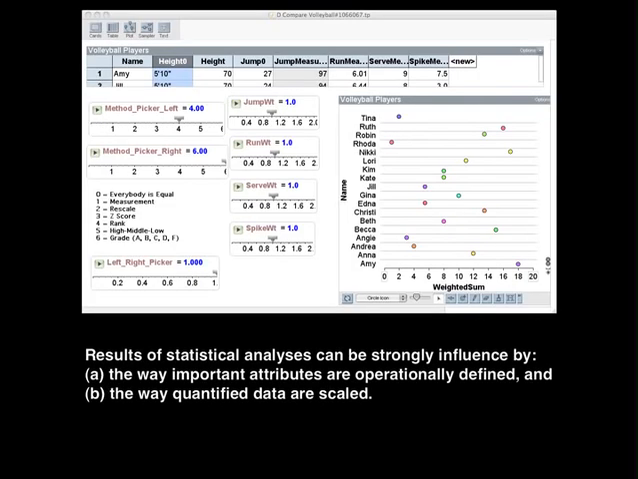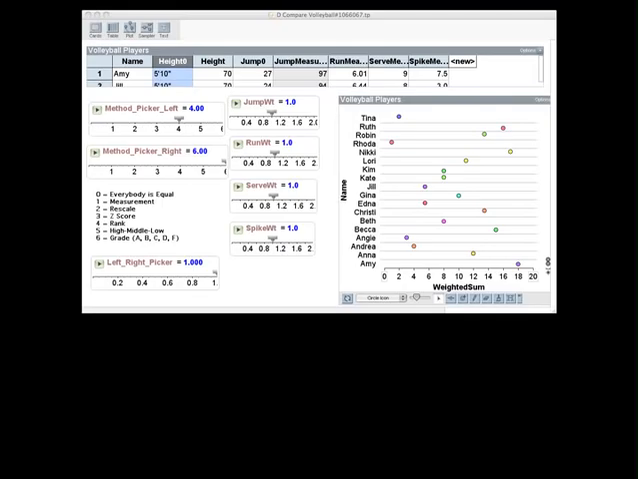The point of all of these examples is that results of statistical analyses can be radically influenced by two factors. First, the results can be influenced by how important attributes are operationally defined. And second, the results also can be influenced by how the data are scaled. These two factors will continue to be important throughout other topics that we will investigate in this course.